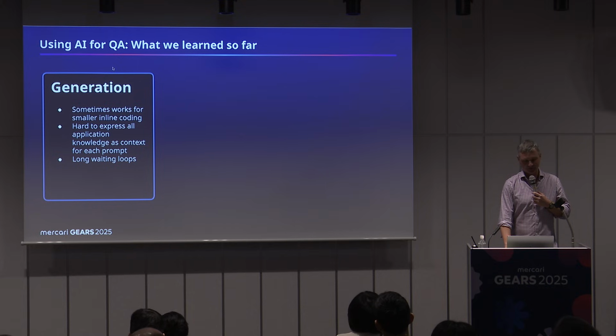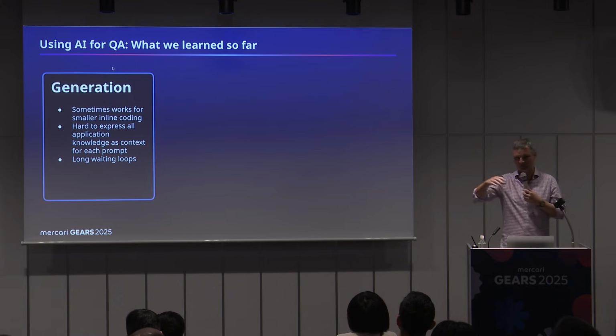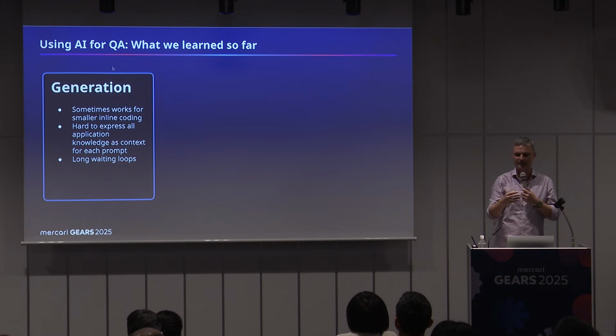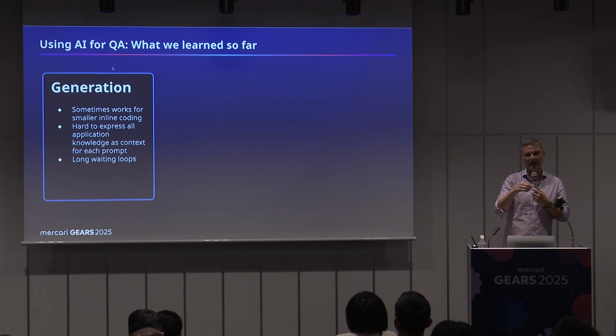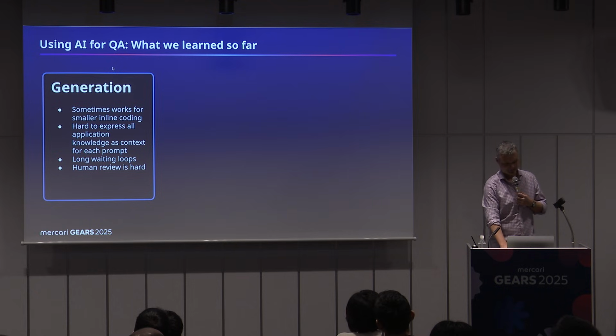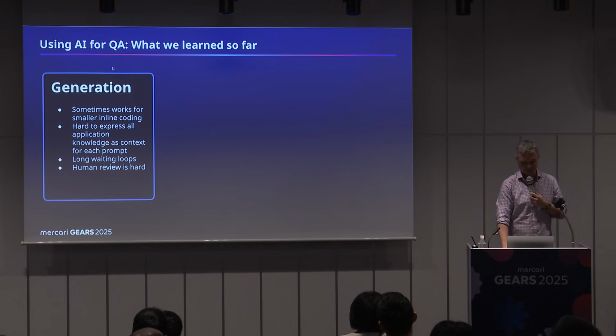And with long waiting loops where you kind of fire it off, do something else, fire it off, and when you come back, I think it's hard, right? Because it's context switching, and it's reviewing a lot of AI-generated code. And I don't like it. I don't even like reviewing human-generated code. And so human review is hard for AI code, I think.